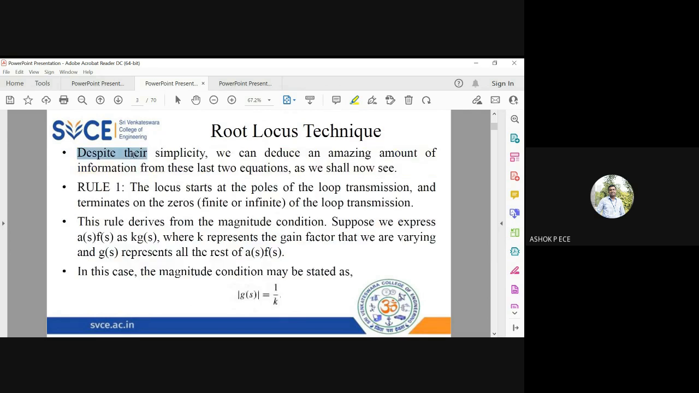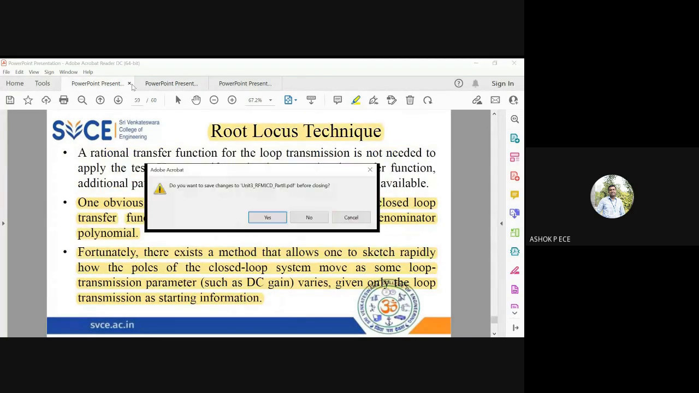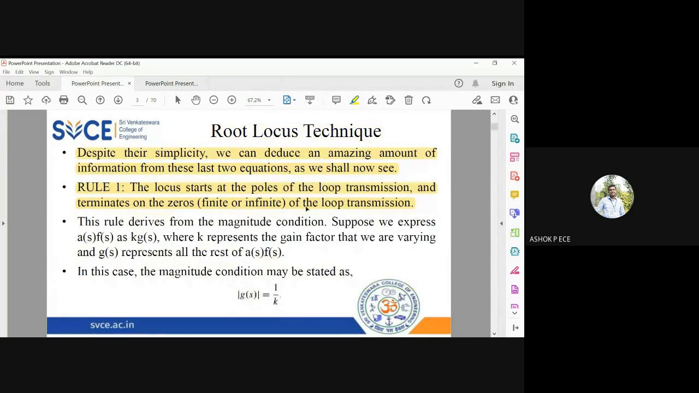There are some rules for how to draw the root locus. We are going to see each rule. Rule one is that the root locus will always start at the poles and end at the zeros of the transfer function. For that, first we need to know how to find poles and zeros. As you know, in the transfer function, if you equate the numerator to 0, you get the zeros, and if you equate the denominator to 0, we get the poles. So first we have to locate the poles and zeros of the transfer function.